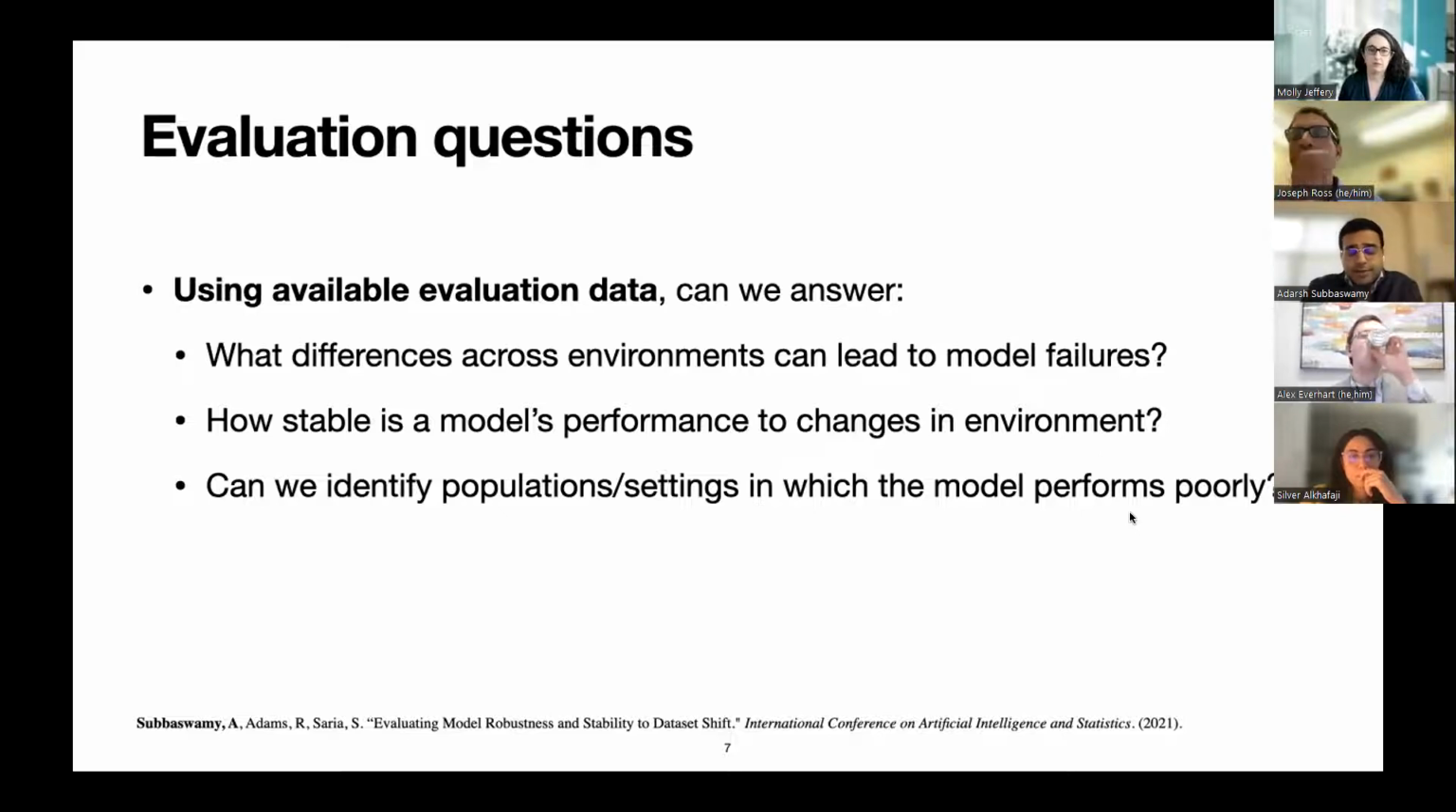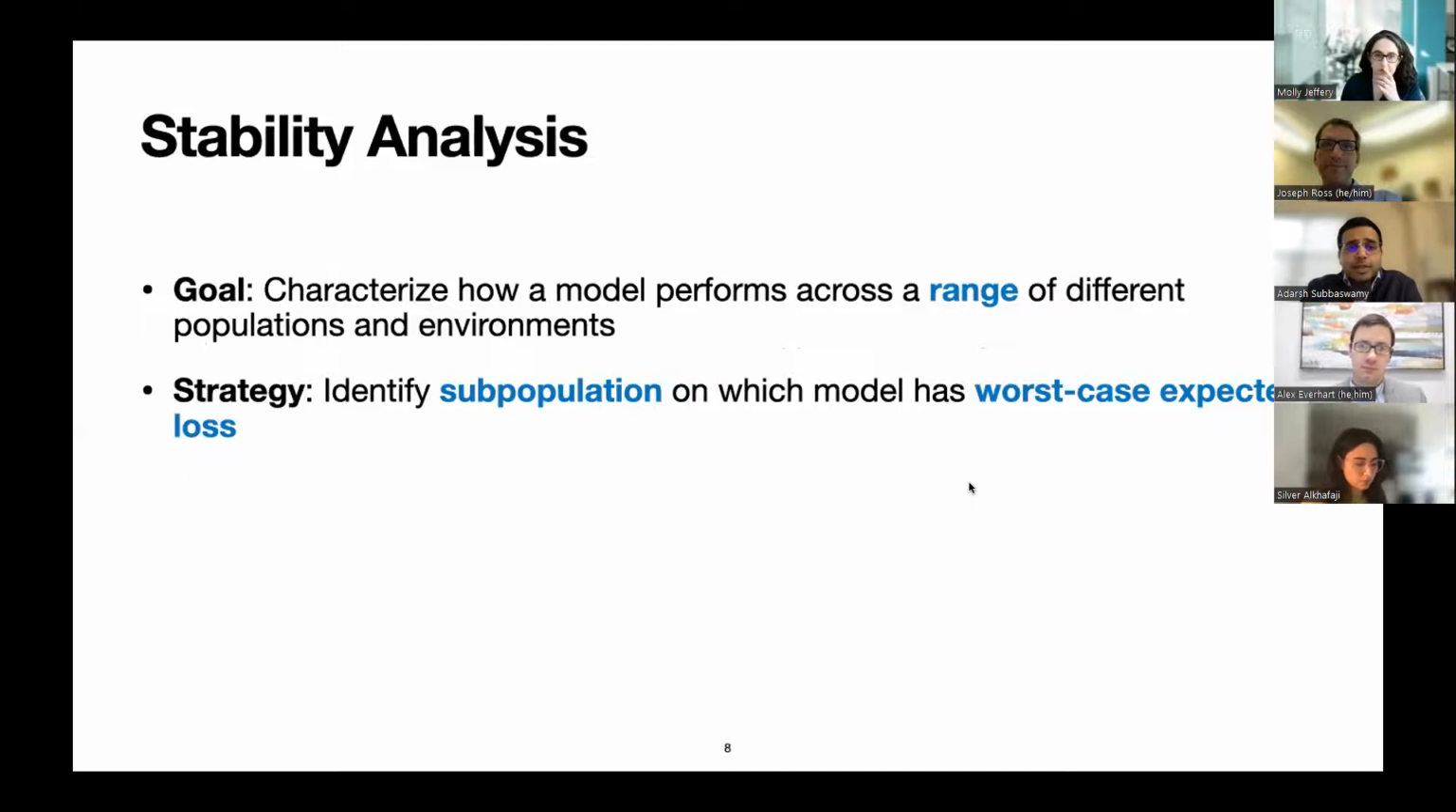So for the first part of our project, what we did was we developed a new statistical methodology to be able to use available evaluation data to answer these types of questions. And that's in a methodological paper that was published last year. And what we did was we developed a methodology for performing a stability analysis. So the goal of a stability analysis is to characterize how a model performs across a range of different populations and environments. And so because we're looking at a range of different settings, this allows us to assess external validity.